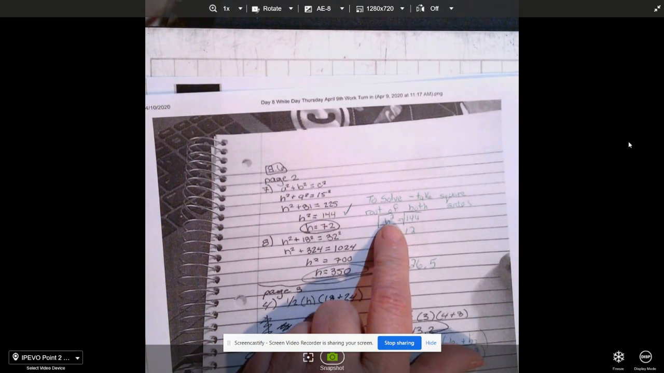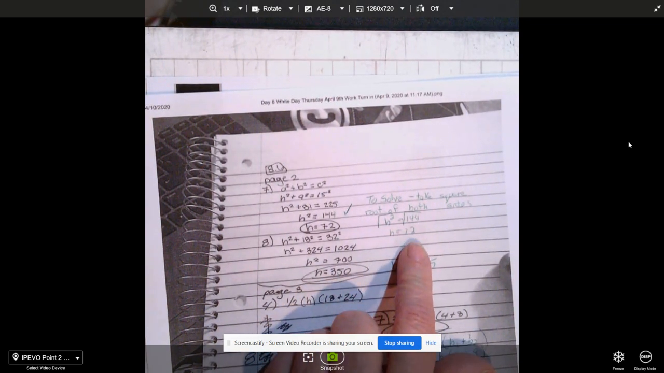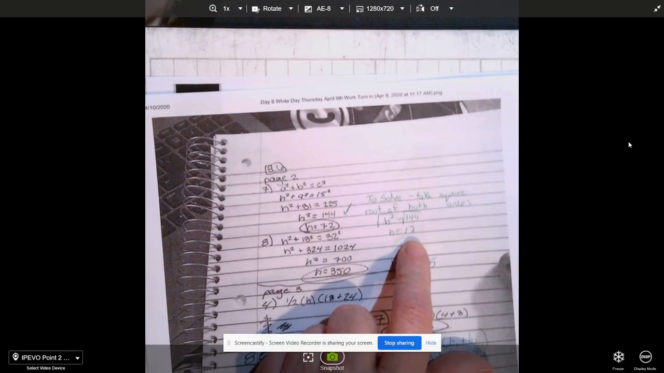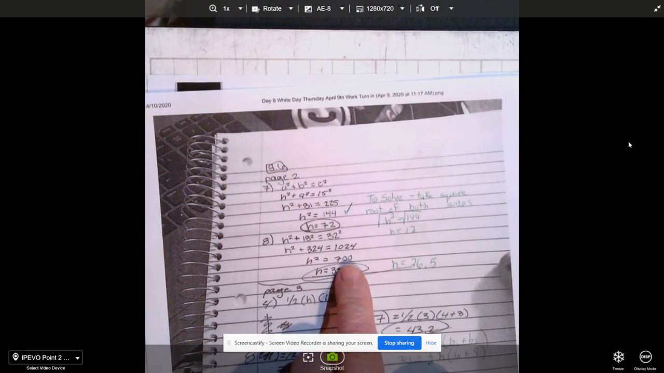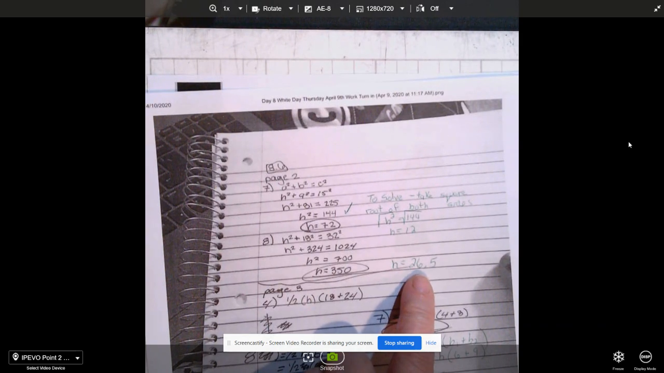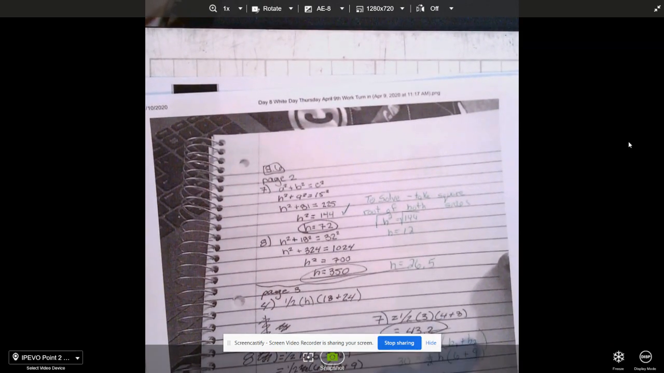So when you take the square root of h squared, you get h. And when you take the square root of 144, you get 12. So please make sure you're using that button on your calculator. And here on this one again, h squared equals 700, perfectly correct. But then here you have to square root the 700, not divide it by 2. So if you're not sure where that button is on your calculator, just send me an email or a picture of what calculator you're using, and I'll be happy to help you find it.